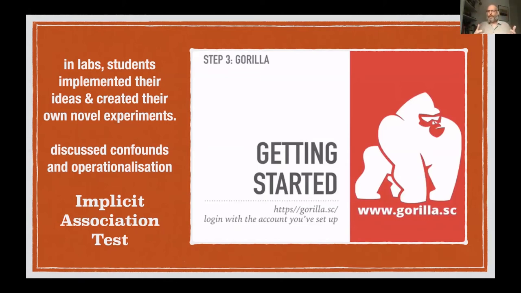So it was a great practical way to think through all of these problems that they might not encounter personally until their third year when they start to make their own experiments. So we had lots of really interesting conversation at this stage of how do you get that concept or that idea from society and put it into a stimulus. So they used Gorilla and they created their own experiment.